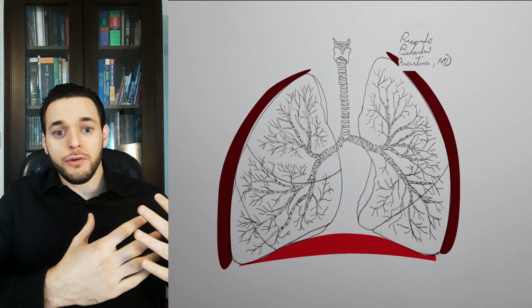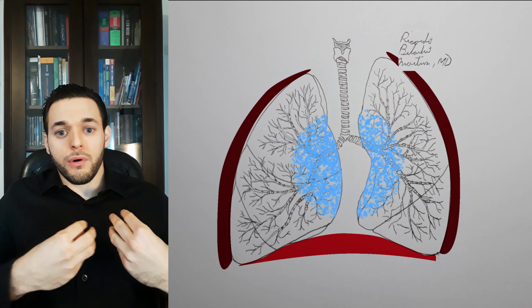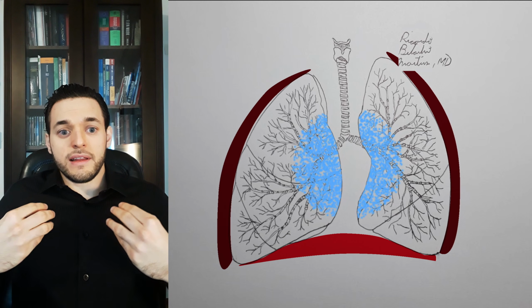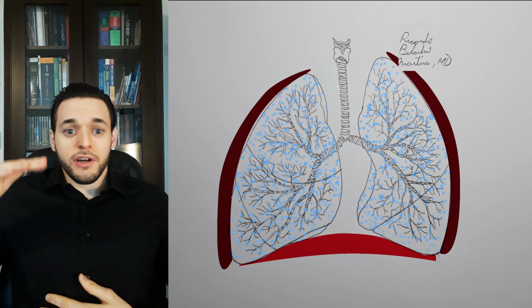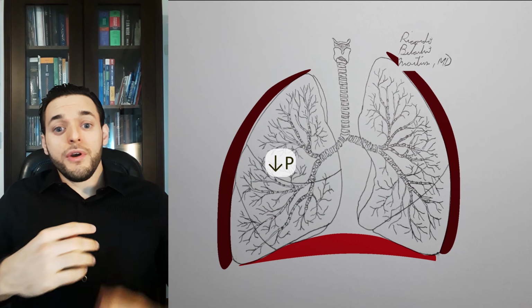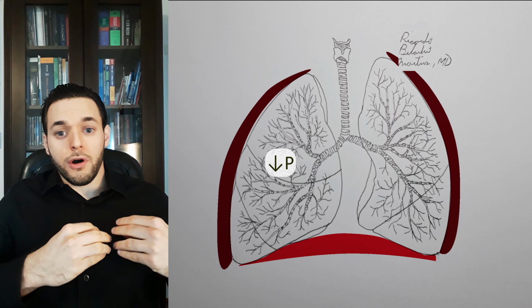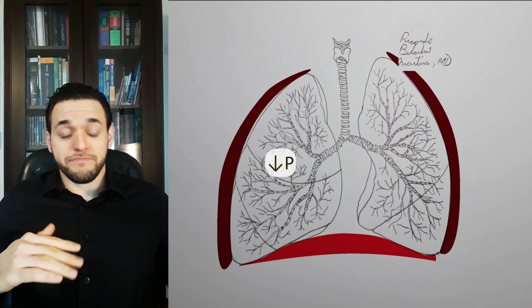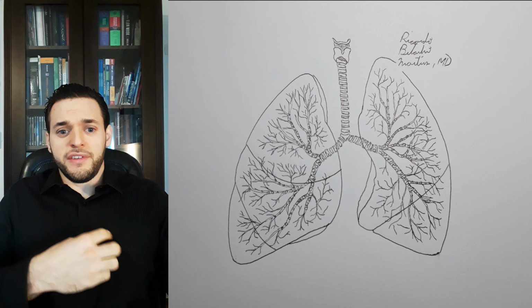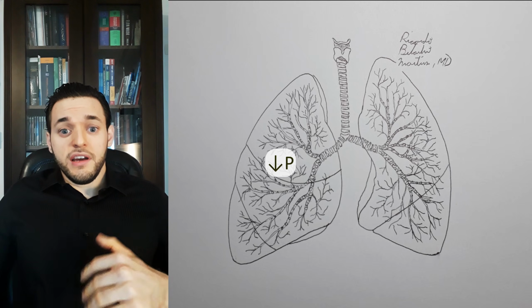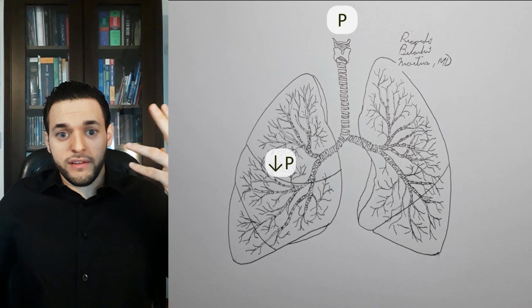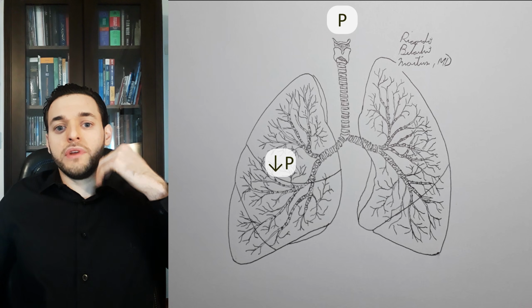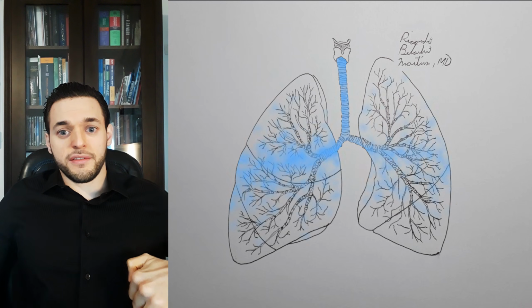This larger volume means the air molecules that were already inside the lungs are now more spread apart, aka the pressure is lower. Increased volume, same amount of molecules, lower pressure. Since the pressure inside the lungs has gone down, it's now lower than the atmospheric pressure, and air from the environment flows through the airways into the lungs.